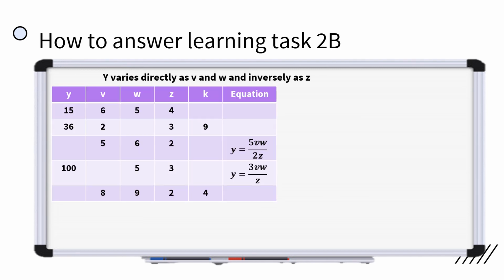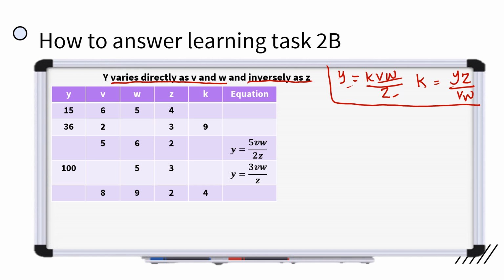So, now, how are we going to answer learning task 2B? So, first, we need to show our equation. So, you have here y varies directly as V and W. Two of them, so it's jointly. As V and W and inversely as Z. So, to get the constant, multiply first y and z. So, you have yz, then put under it the one with k, which is vw. Yan, we will remember that equation.